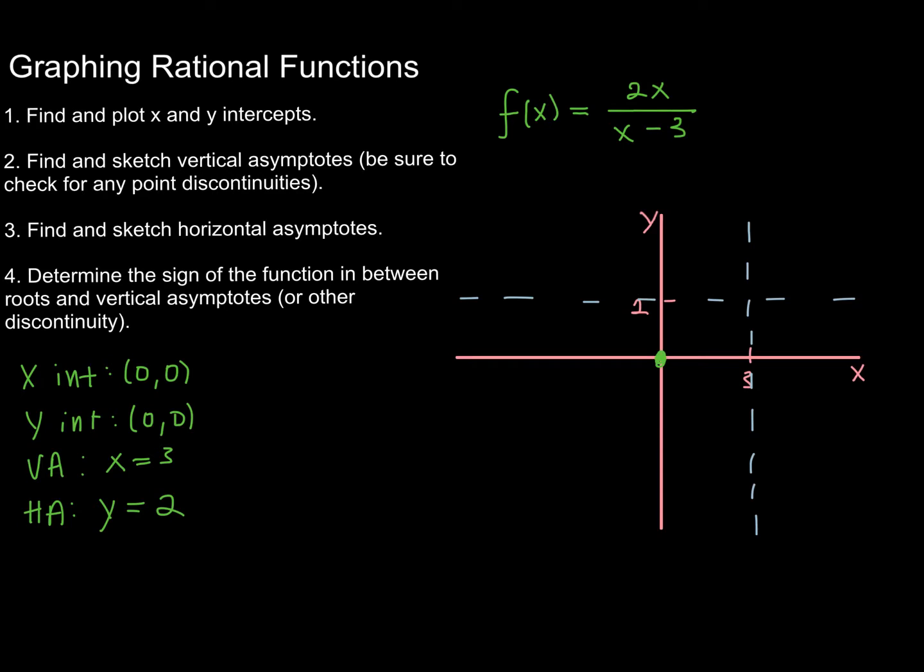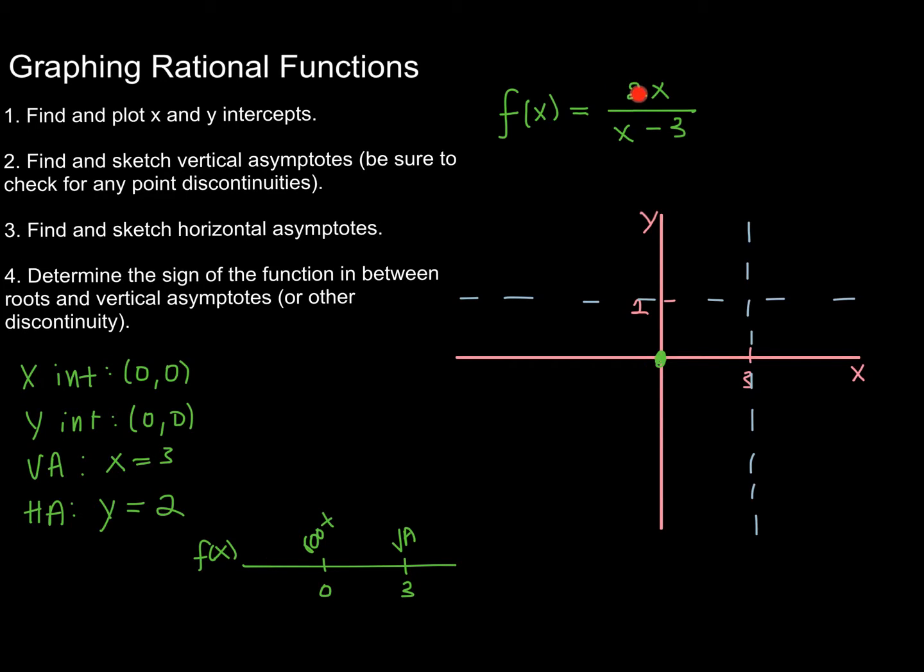Okay. So now at this point, I want to make a quick little sign chart where on my sign chart I'm going to have the root at 0 and the vertical asymptote at 3, and I'm going to determine the sign in between those points and to the left and to the right of them. All right, so here's my sign chart. I'm simply going to evaluate my function at some points in between these intervals to determine what the sign's going to be. So I can pick a nice easy point to the left of 0, for example, -2.